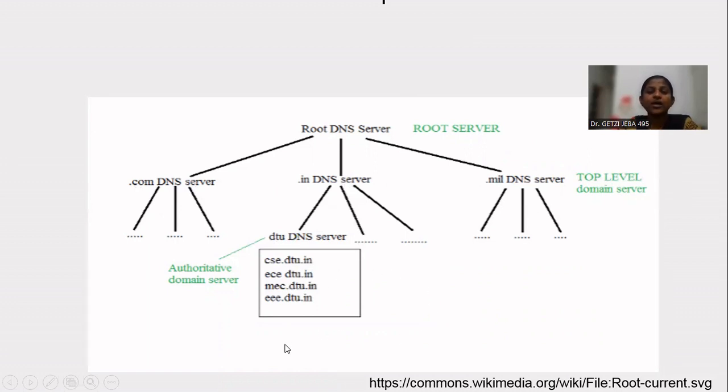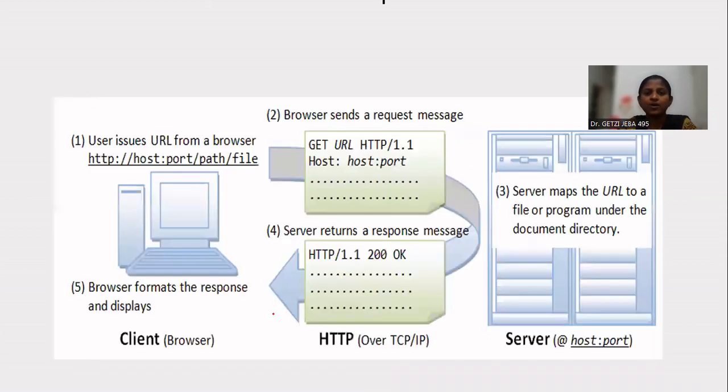Suppose you have a client here, and the client is asking for an IP address. The request first goes to the authoritative DNS server. If the mapping is not there in the authoritative DNS server, then it routes to the .in server. The first time a request is fetched, a copy of it is also maintained in the local server so that the lookup process is very quick. So this is how the domain name server works.